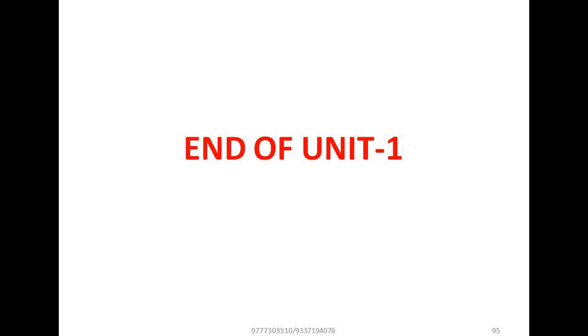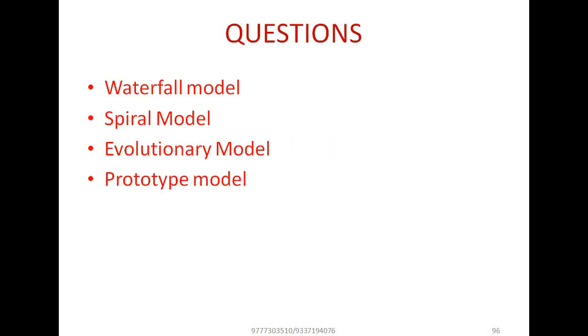And this is the end of your unit 1. We have already discussed all the life cycle models. Unit 1 consists of all the life cycle models, that is my classical waterfall model, iterative waterfall model, prototype model, evolutionary model, and spiral model. So these are some of the important questions which may arise in your exam. Waterfall model, both classical and iterative. Spiral model, a very important long question from the examination point of view. Evolutionary model and prototype model. This is all about your unit 1.